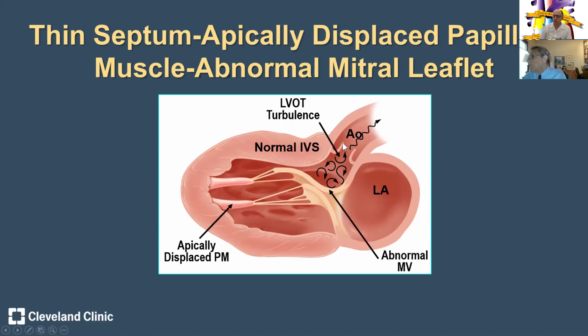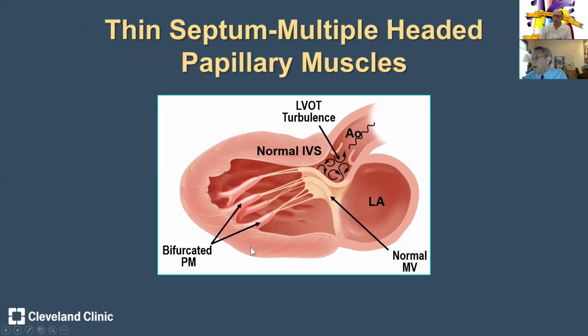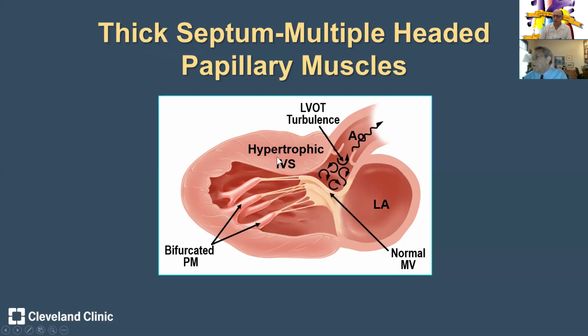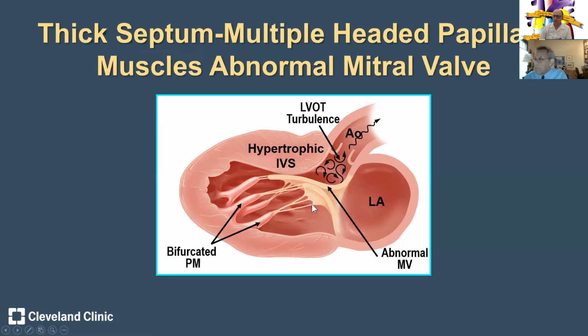Here is a normal septum, elongated anterior leaflet, apically displaced papillary muscle. Here we have bifurcated papillary muscles, normal mitral valve, normal leaflet. Normal septum. Here we have severe hypertrophy with bifurcated papillary muscles and normal leaflets. And again, here we have severe hypertrophy, elongated anterior leaflet, and bifurcated papillary muscles. So many combinations of anatomy.